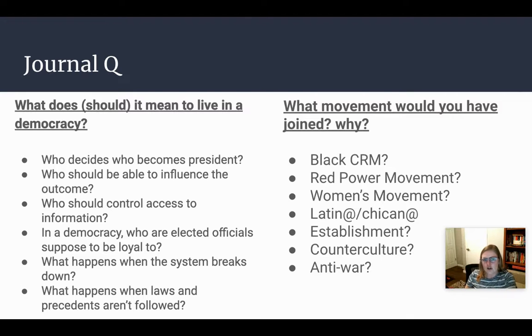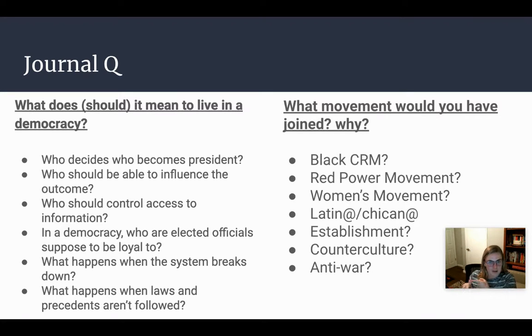And then just for fun, it's on here from when I did this as an energizer. I want you to think about, what movement would you have joined from the last unit? Where do you fall in these, or maybe how many of these would you join? And just for fun, maybe think about which ones you think I would join and which ones I would stay away from. I'll tell you the answer.